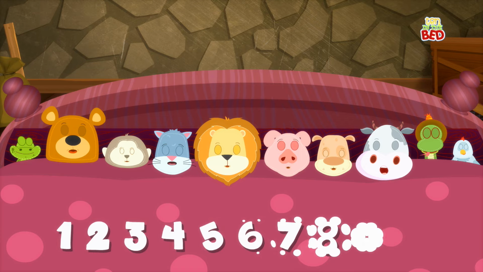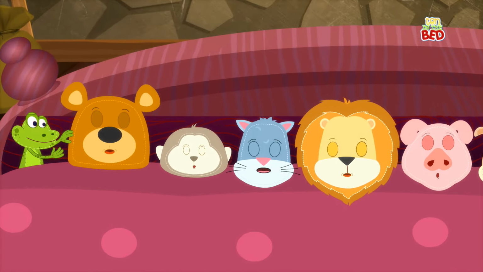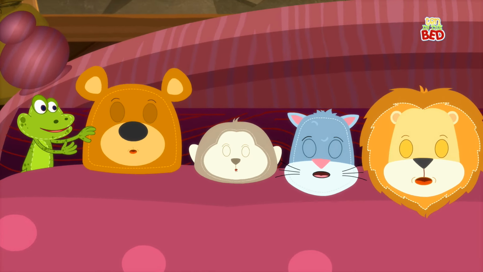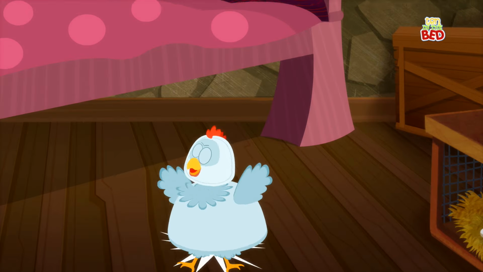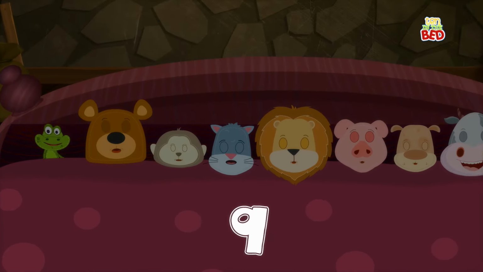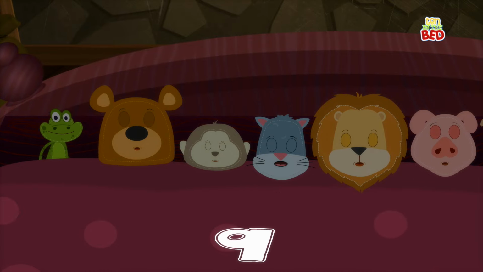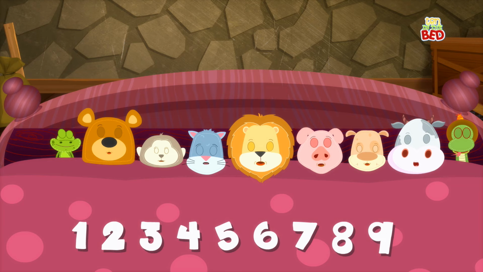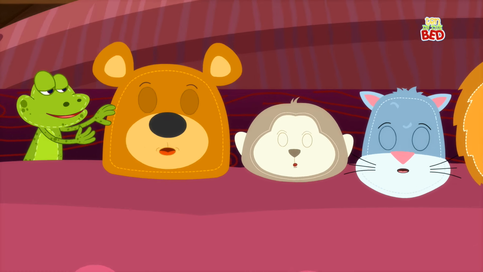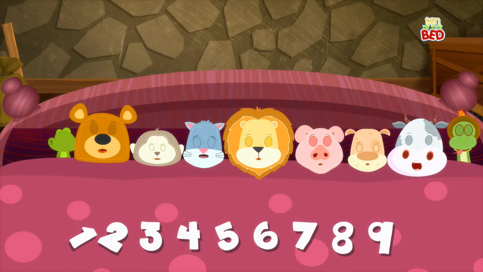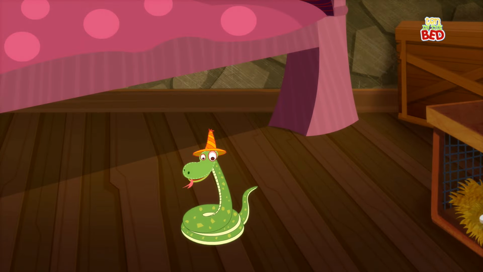There were ten in the bed, and the little one said, roll over, roll over. So they all rolled over, and one fell out. Nine, nine. There were nine in the bed, and the little one said, roll over, roll over. So they all rolled over, and one fell out.